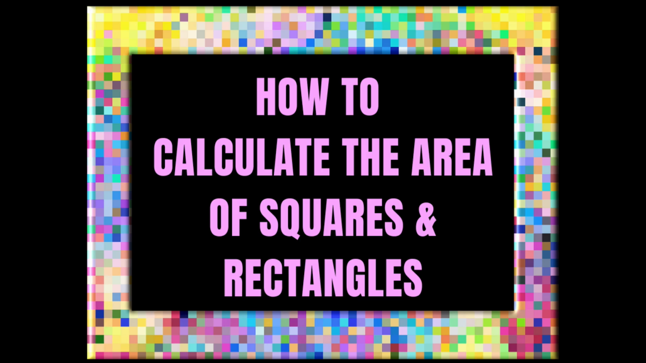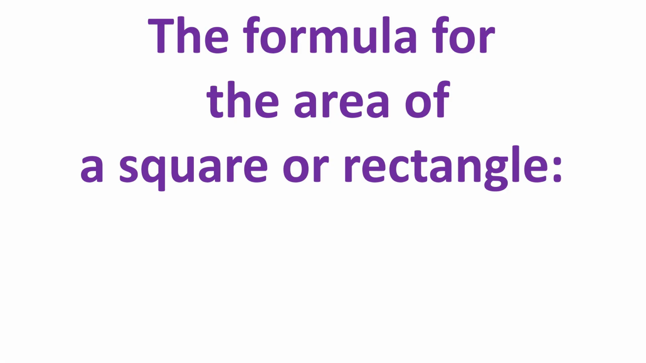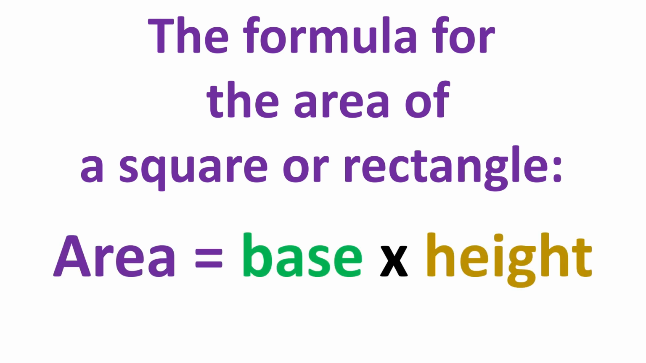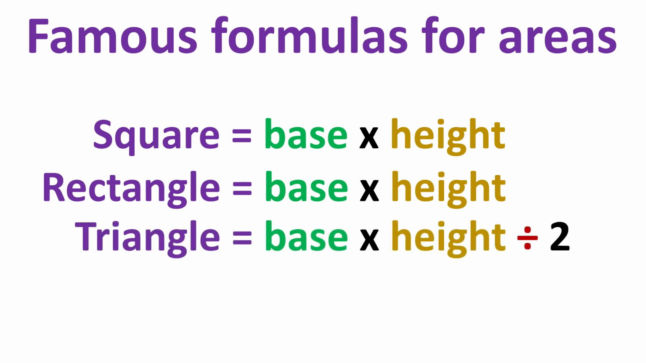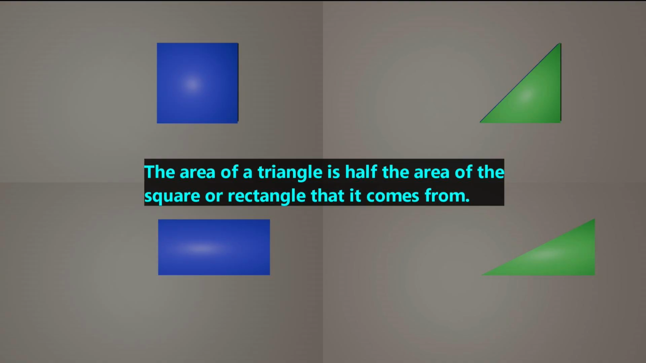In the prior video, we learned about the formula to calculate the area of squares and rectangles. Here's the formula for the area of a square or rectangle. It's the base times the height. Here are 3 of the most famous formulas for area. The formula for the area of a triangle may look very similar to the formula for the area of a square and to the formula for the area of a rectangle. That's because all of these formulas calculate the area of a square or rectangle. The only difference is that for a triangle, we then divide that area by 2, which is the same as dividing that area in half. That's because the area of a triangle is half the area of the square or rectangle that it comes from.